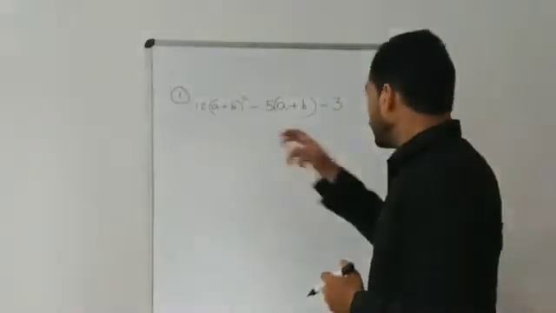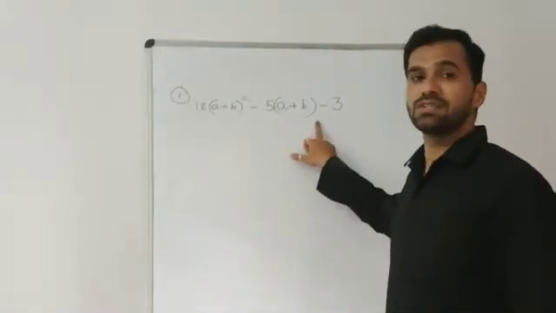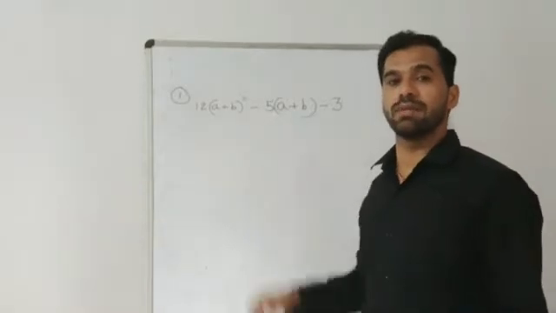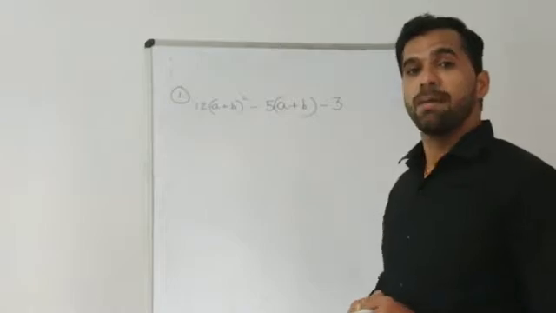See here, we have (a + b)² and we have a + b. In place of a single variable, we now have two variables. So how do we solve this type of question? We will use the substitution method.